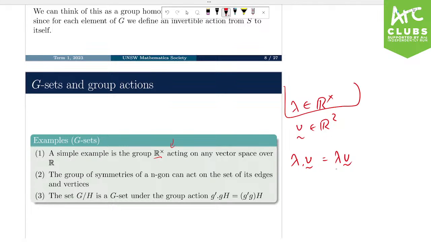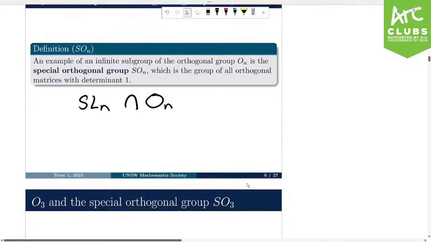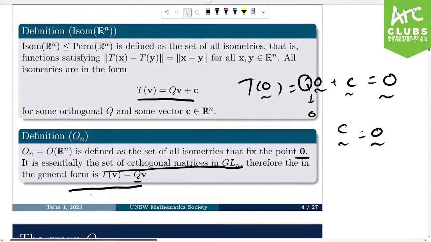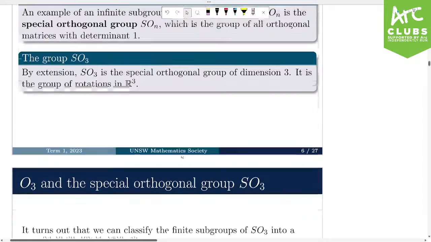And this group also doesn't just have to be scalars, you can also have matrices. So if we go all the way back up to ON, this map defines a way how the group of orthogonal matrices can act on Rn. So that also forms a G set.